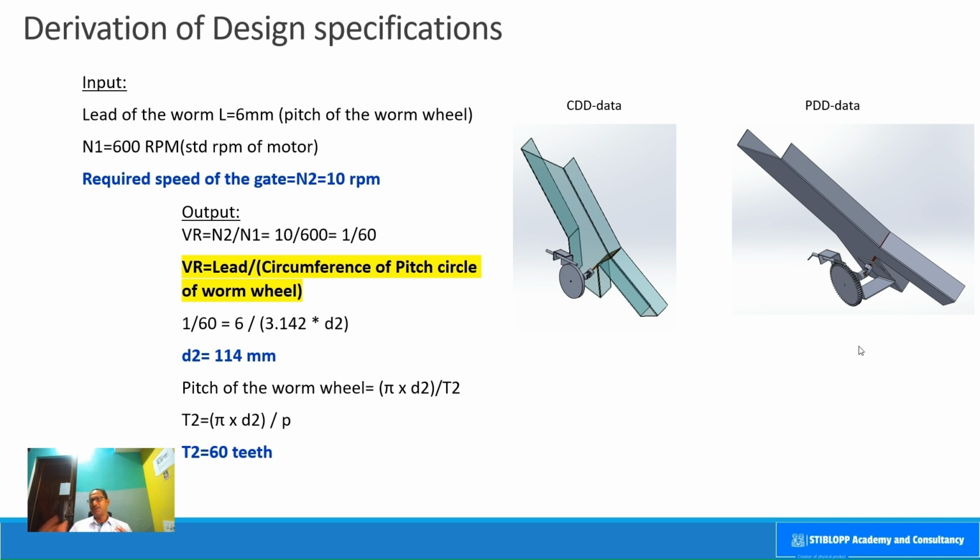Now in part 2, we will see what are the other activities that happen after the derivation of the design specifications as per our preliminary design and development process. Stay tuned.